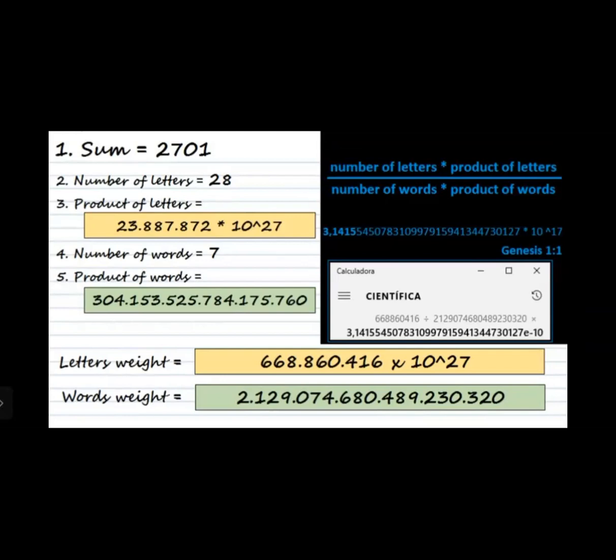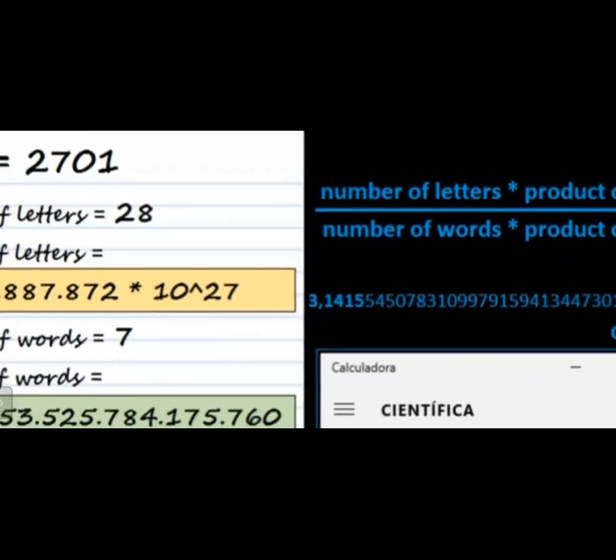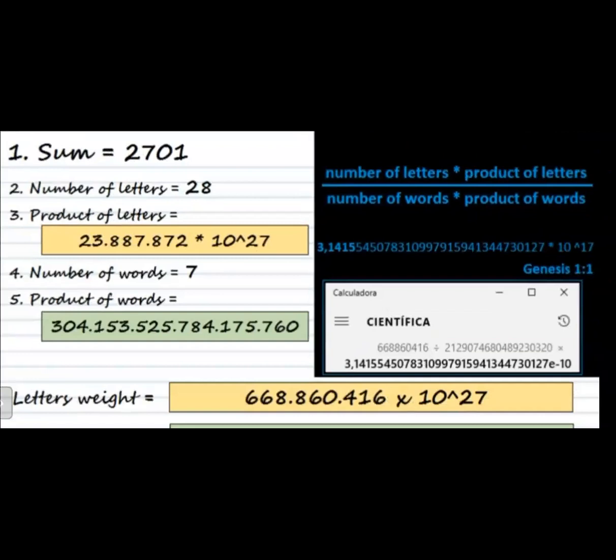So the number of the letters times the product of the letters divided by the number of the words times the product of the words equals this number right here, 3.1415. And then it goes on. The first 5 numbers, or the first 5 decimal points, of a product we know as pi. Now, the calculation of any spherical object is calculated by the number pi. The number pi is hidden here in Genesis 1:1.